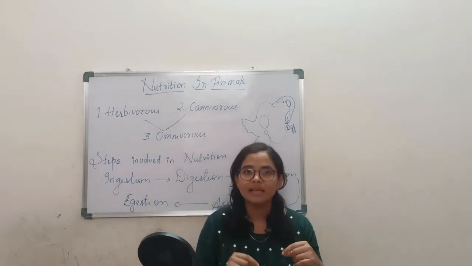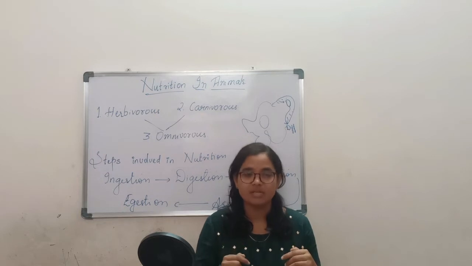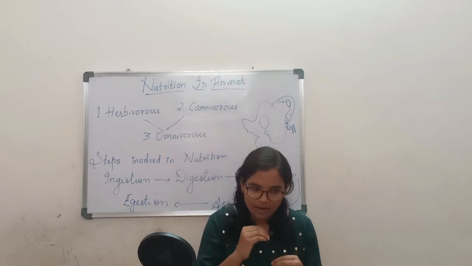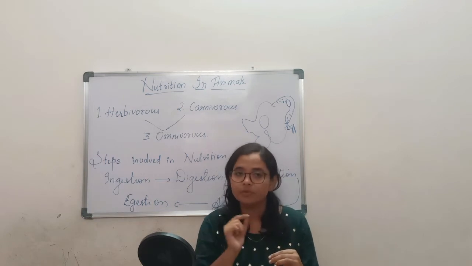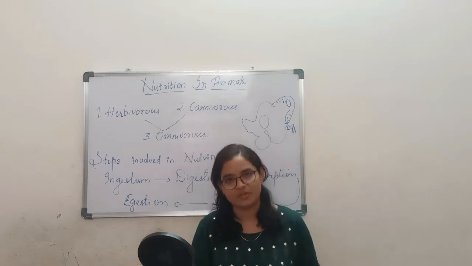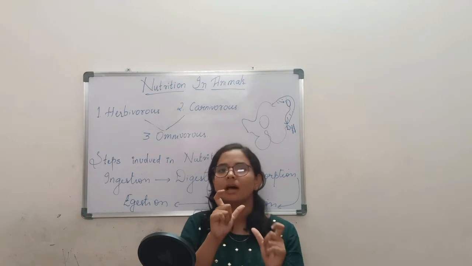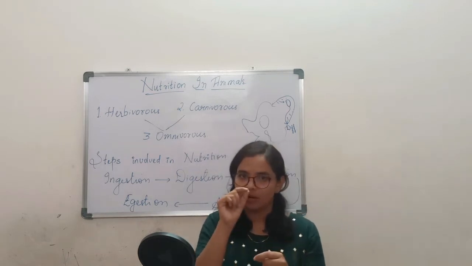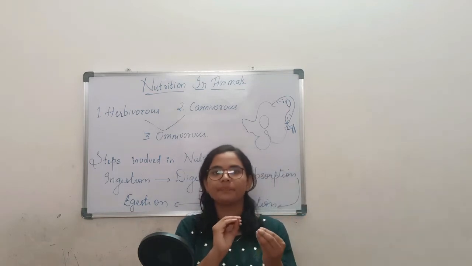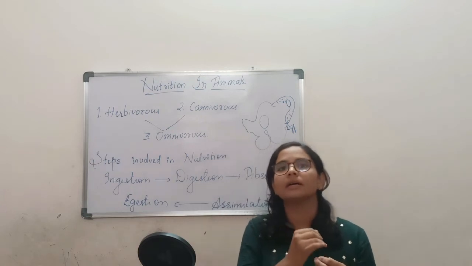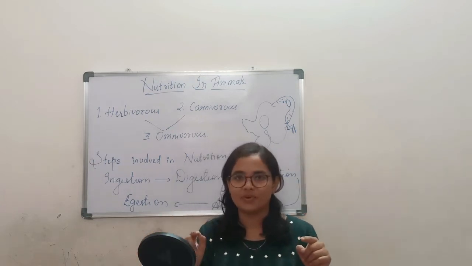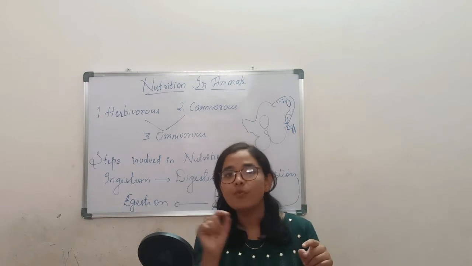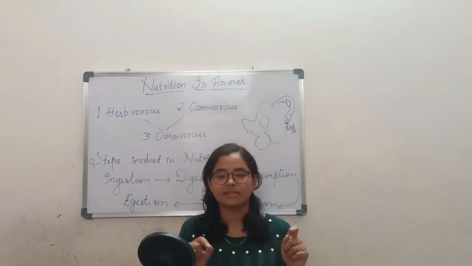Once the digestion is done, the digested food enters into the small intestine. The small intestine has finger-like structures. That digested food will enter into the bloodstream through these finger-like structures. So that is the absorption process. Digested food is absorbed by the blood through the finger-like projections in the small intestine.